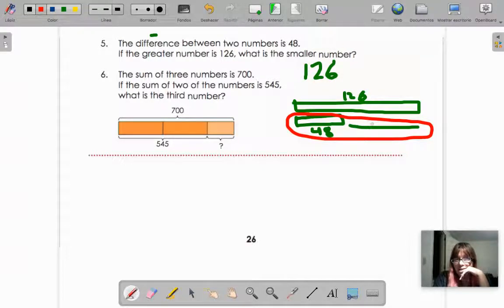Okay? So now just go and do your subtraction. They are asking you what is the smaller number, that means the other number. So go and do it. 126 minus 48. And you will get the other number. Okay? Pause the video, go and do it, and then write your answer, and then come back.